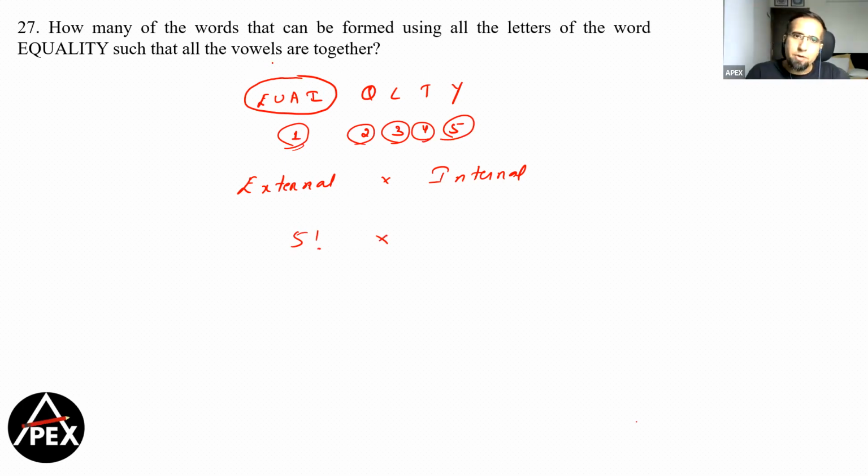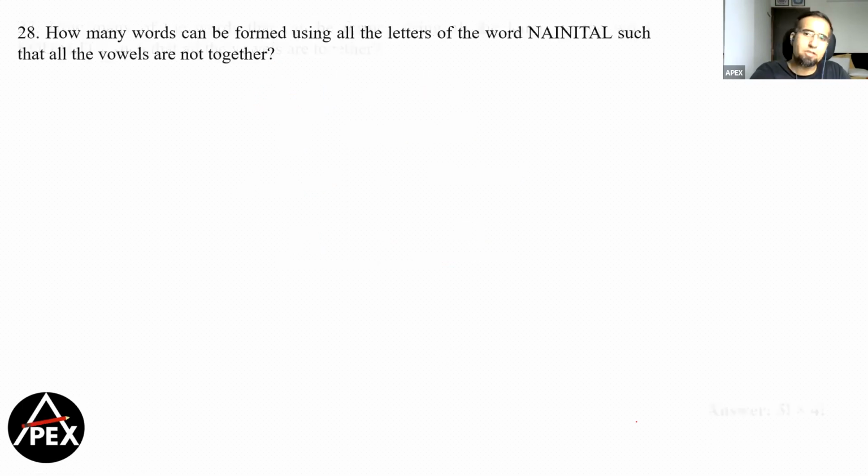Now, internal arrangement is I get inside the rope. Inside the rope, I see there are 4 different things in 4 different places, and the answer becomes 5 factorial into 4 factorial. Is that point clear by everyone? So kindly remember this. So we tie them as a rope. Can we solve this question, please?